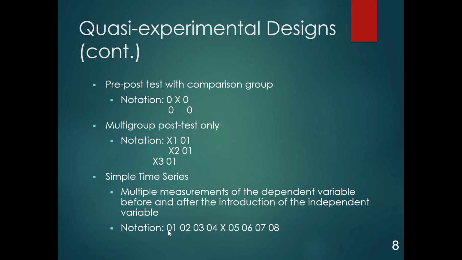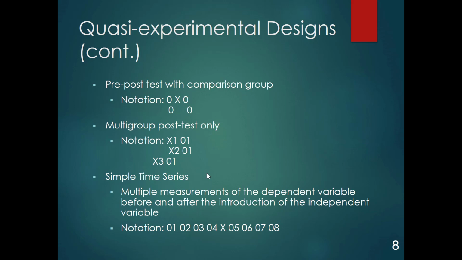So then you have the pre-post test with comparison groups. So with this design, you still have two groups, but now you also have a pre-test and a post-test. So with the first group, you give them the pre-test, then you give them the intervention, and then you give them the post-test. With the second group, you give them the pre-test, there's no intervention, and then you also give them the post-test.